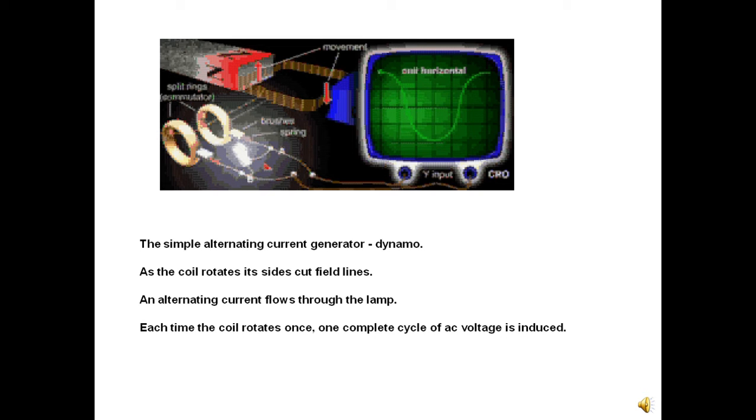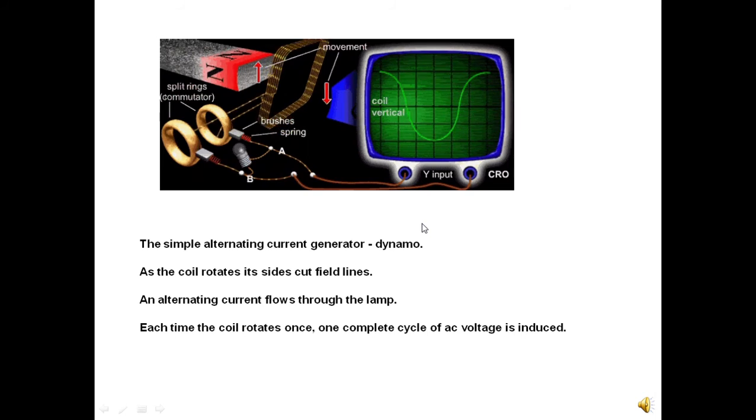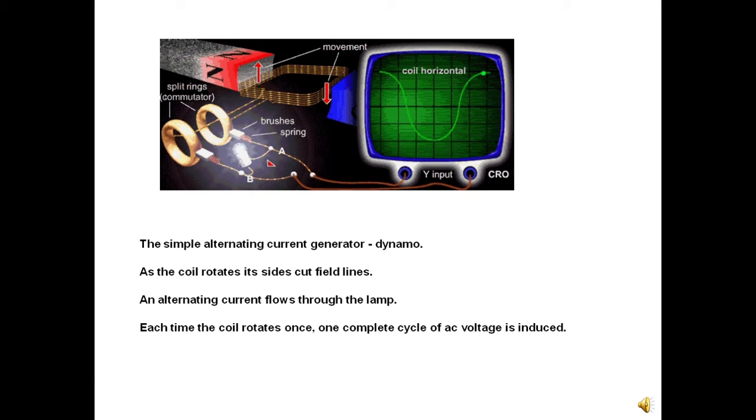So then we can develop that into a generator. Here we have an AC generator. We have a coil of wire turning between the poles of a magnet, and we have our slip rings, which will carry our current out of our coil. And you can see we have a complete circuit here, so we will get a current.